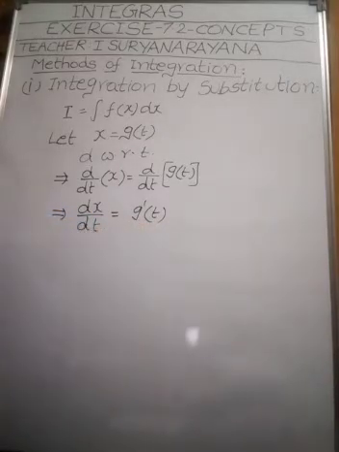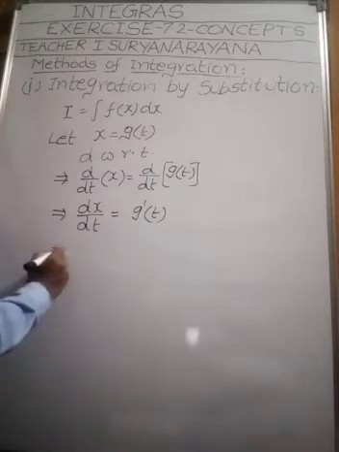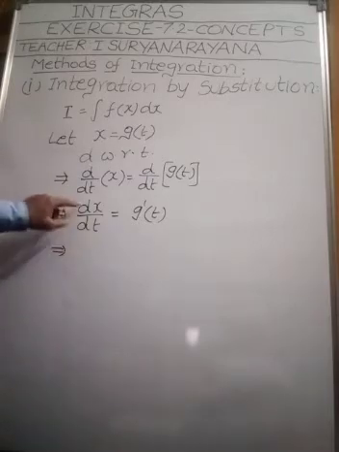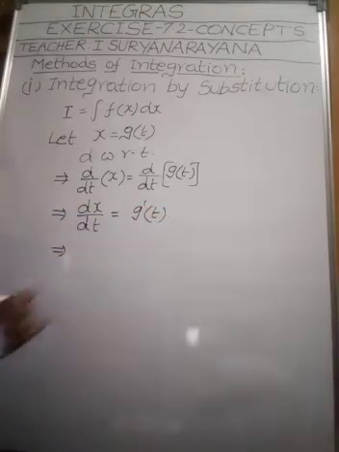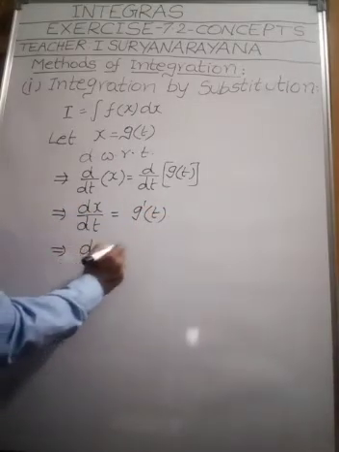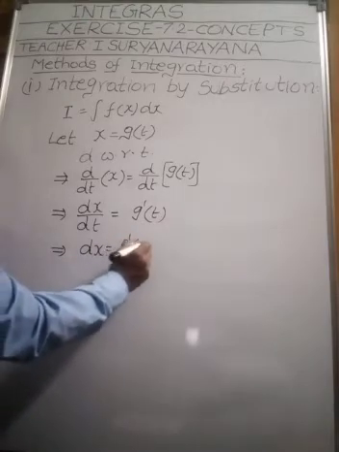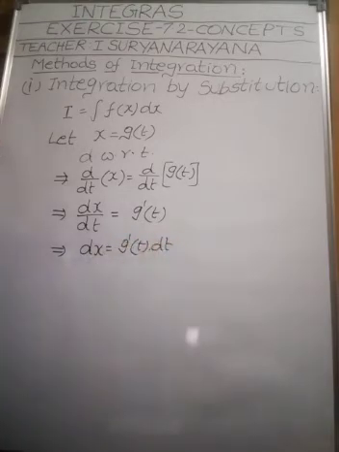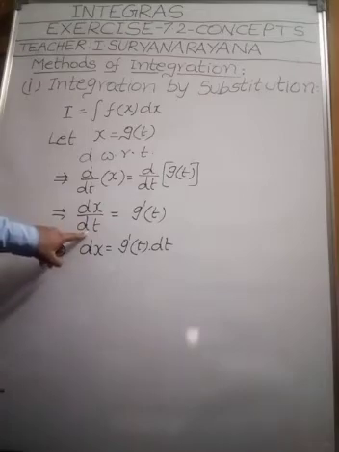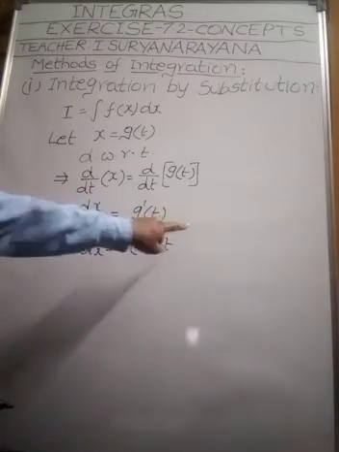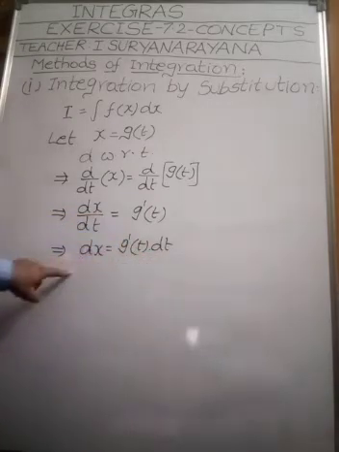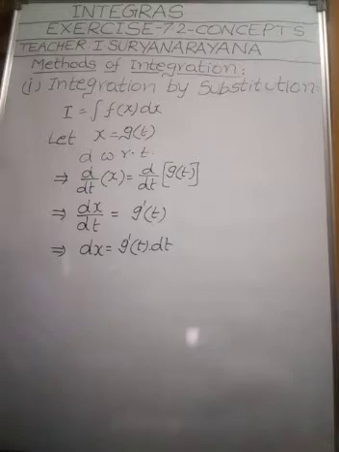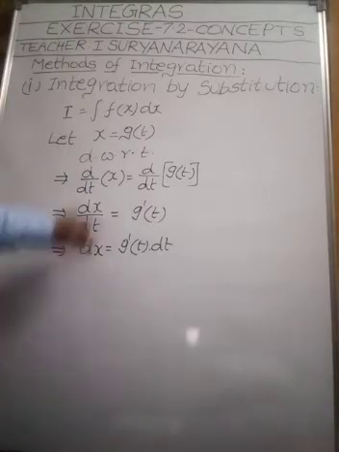Right. Now dx is equal to, we transform this dt into the RHS. Then dx is equal to g dash of t into dt. Then what do we get? dx is equal to g dash of t dt. Understood this step, my children? Right. Now we substitute here in the given integral.